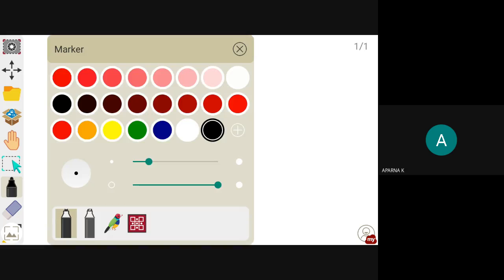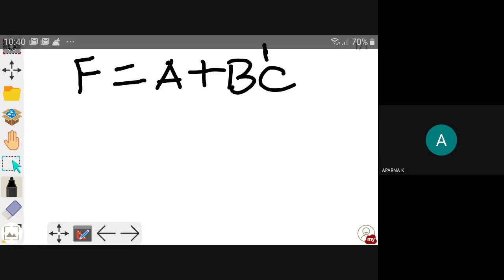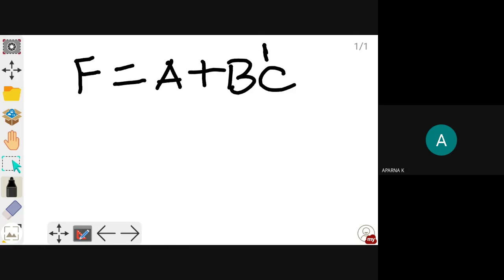Yes, ma'am. So take this example. f is equal to a plus b dash c. Here you are going to represent this in terms of SOP, that is sum of minterms. So first take the first term A. In this, what variables are missing? B and C are missing. So you have to add B and C into that. How can you add? You have a law, that is x plus x dash is equal to 1. So you are going to use that law.